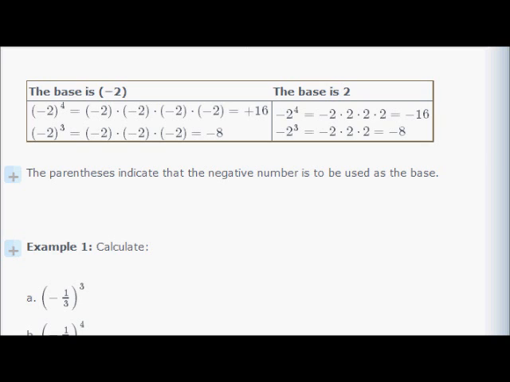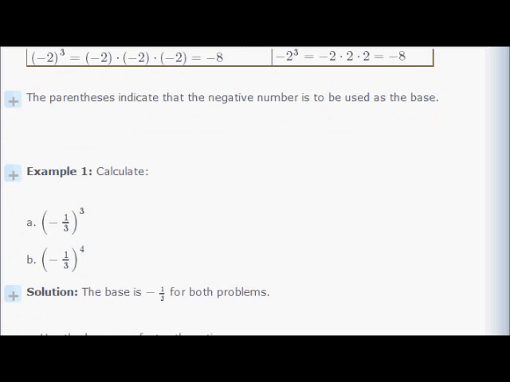And so in all of these cases, you'll have a negative result, like in the second example as well. Negative times 2 times 2 times 2 is negative 8. The parentheses indicate that the negative number is to be used as the base. Okay, no parentheses, you're not using a negative number as the base.